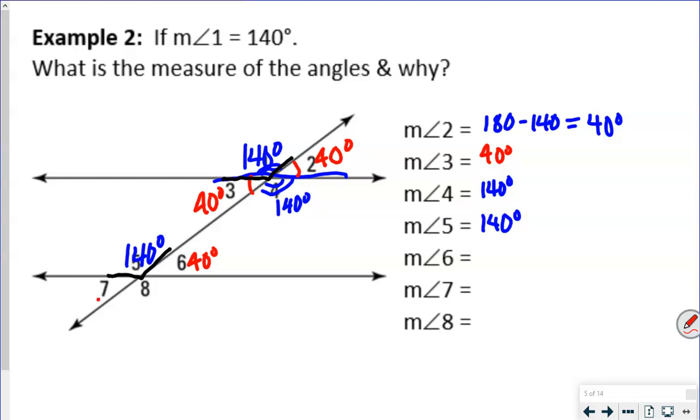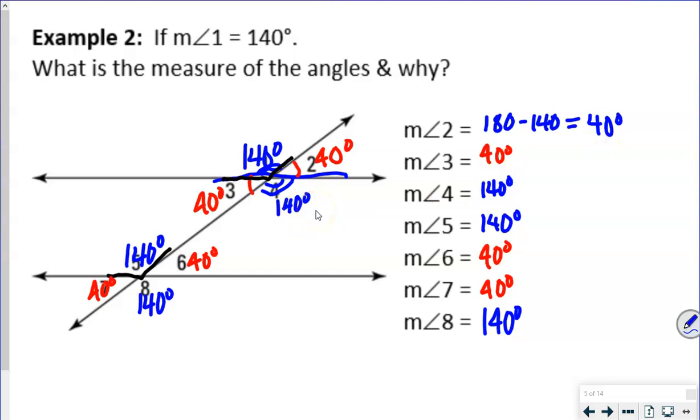7's a vertical to 6, and 8's a vertical to 5. Y'all see that? Okay, so we can go ahead and fill out the rest of this. So this was 40 degrees, right? And 7 was 40 degrees. And 8 was 140 degrees. Now you should notice that all of these angles are the same numbers, essentially either 40 or 140, when the lines are parallel.